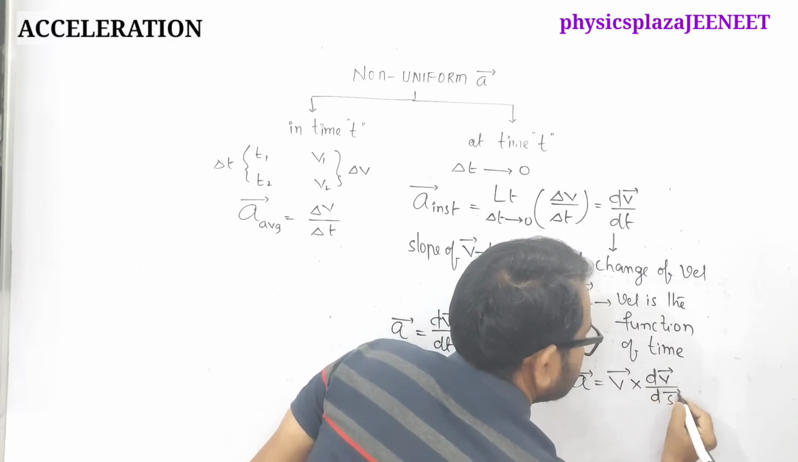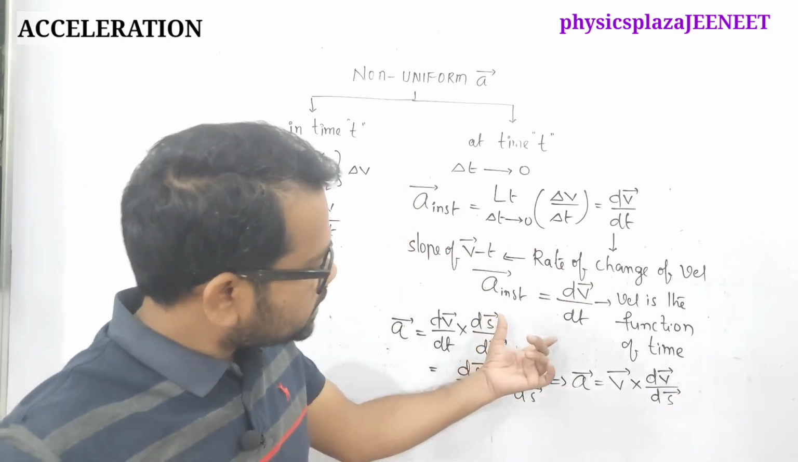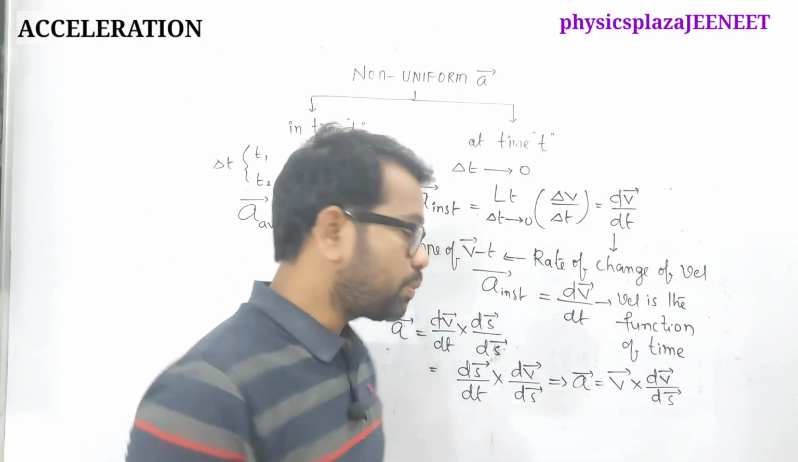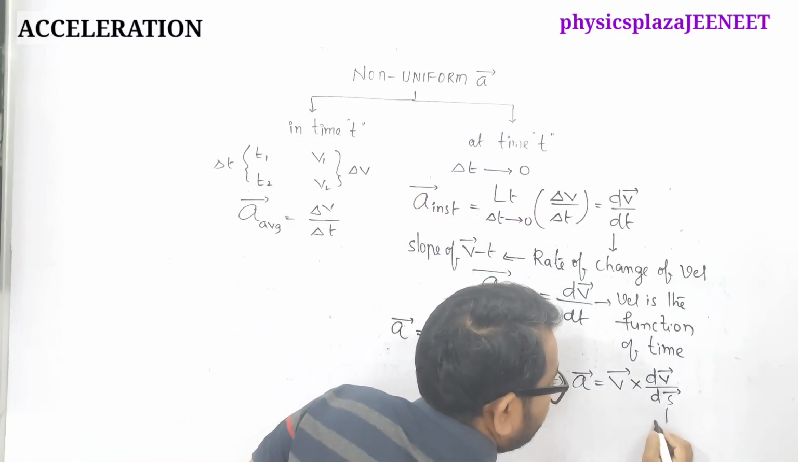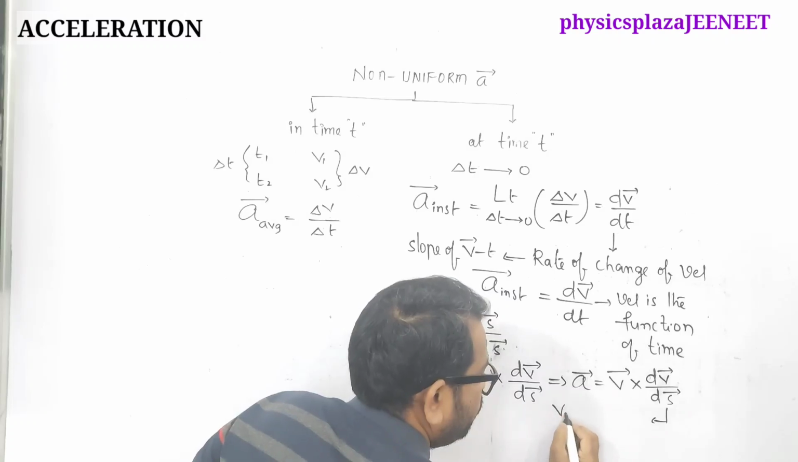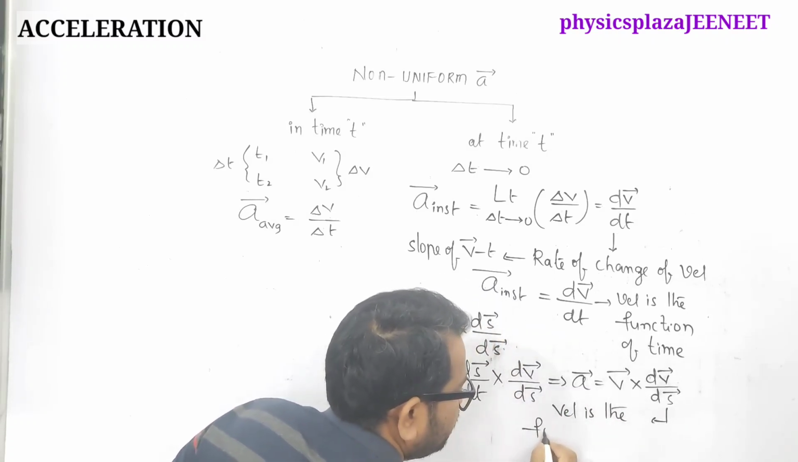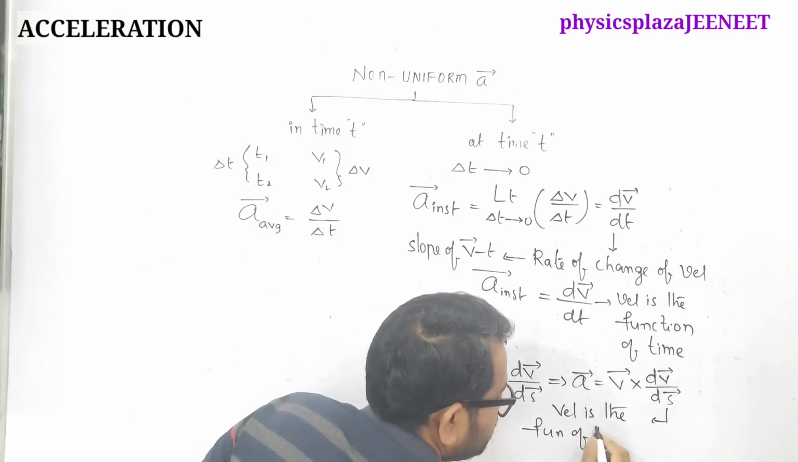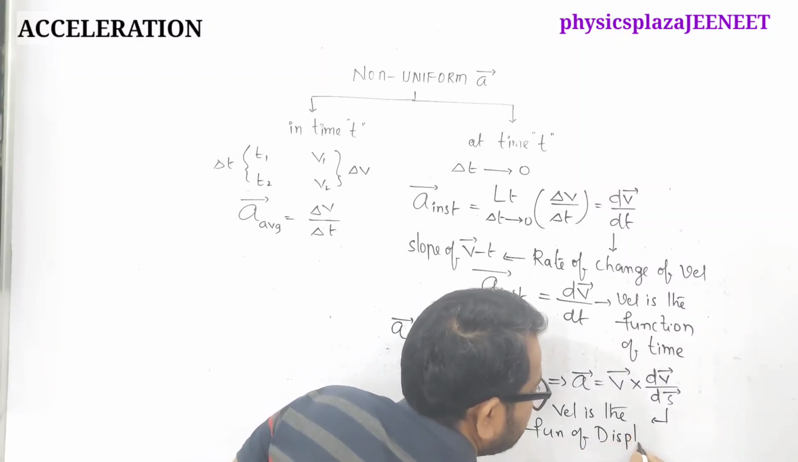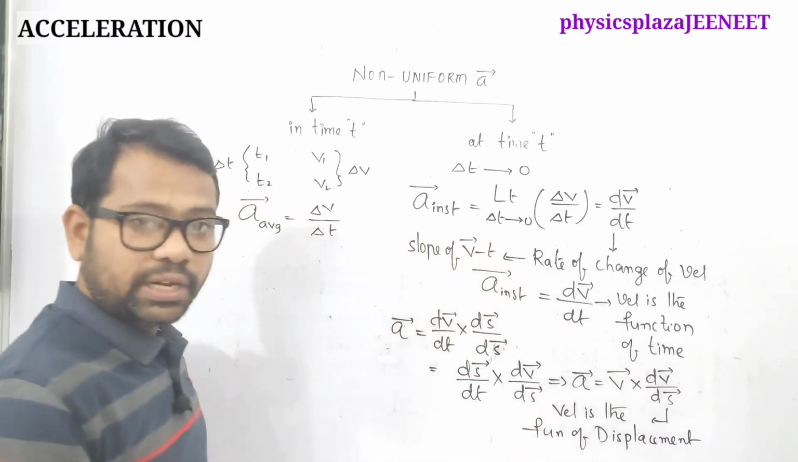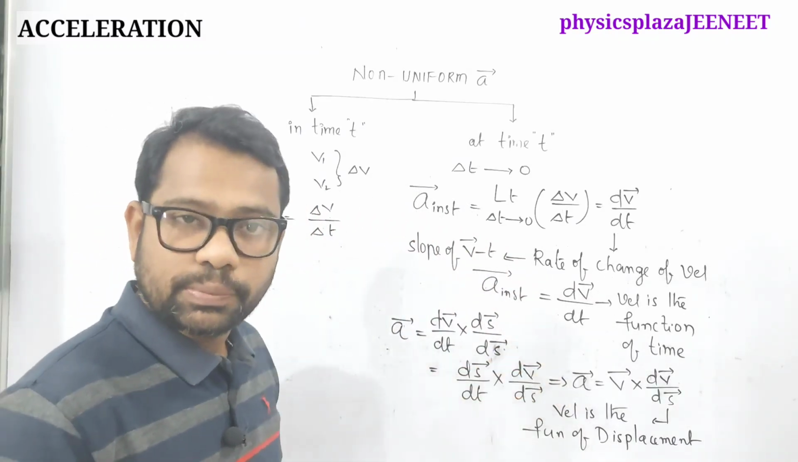Children, this is also an acceleration formula, this we can also use. But when can you use this formula? When velocity is a function of displacement. Velocity is a function of displacement. Is that clear? Velocity is the function of displacement.